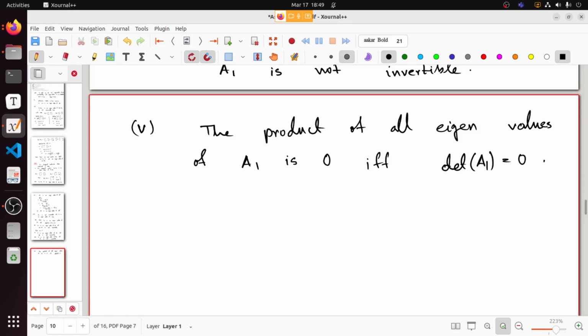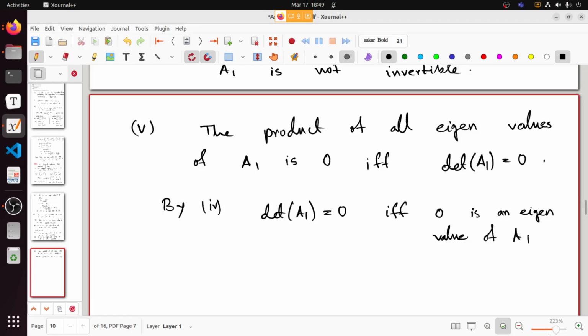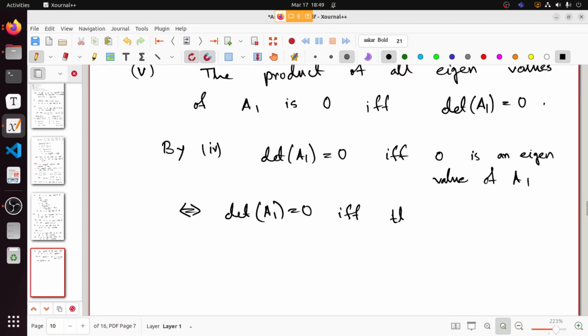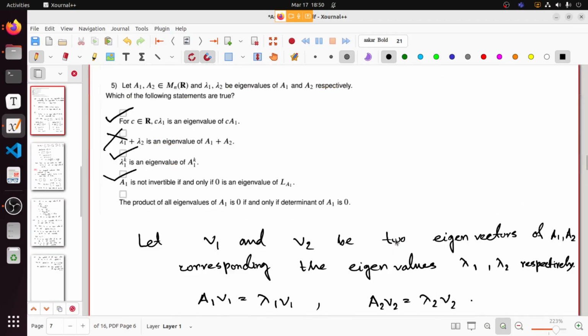So as we have seen earlier, by 4, A1 is not invertible, meaning the determinant of A1 is 0, if and only if 0 is an eigenvalue of A1. So which is saying that the determinant of A1 is 0 if and only if the product of all eigenvalues of A1 is 0. So the product of all eigenvalues of A is 0 if and only if the determinant of A1 is 0. So option number 5 is also true.